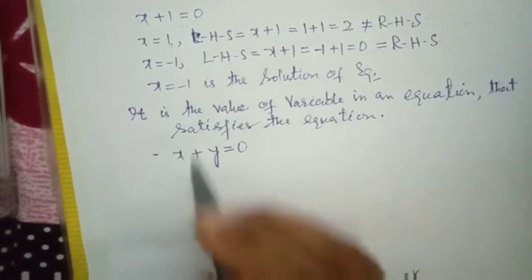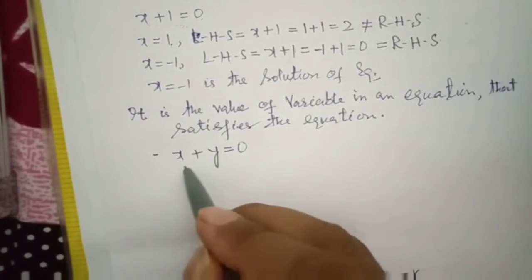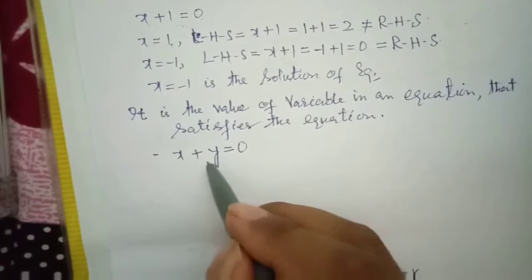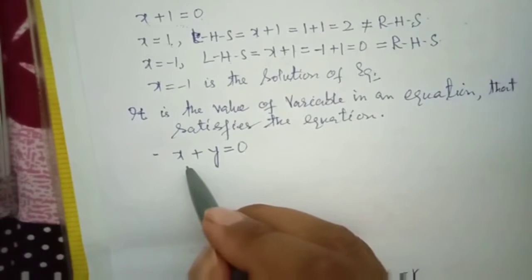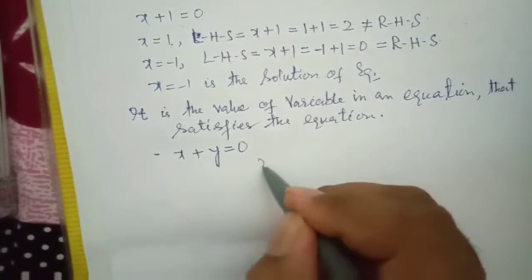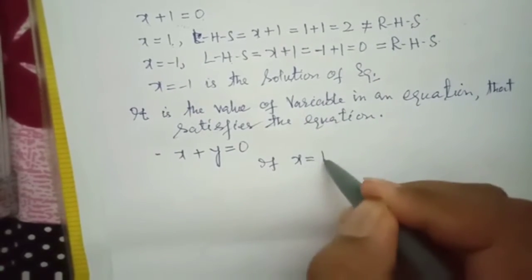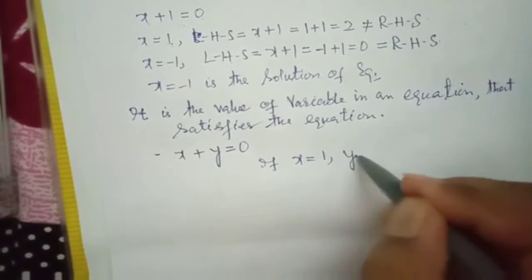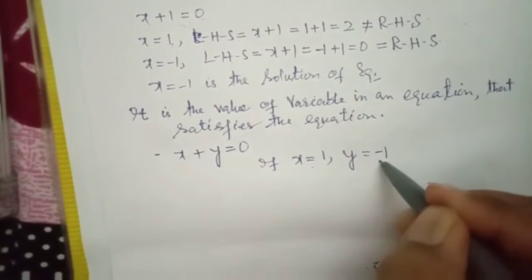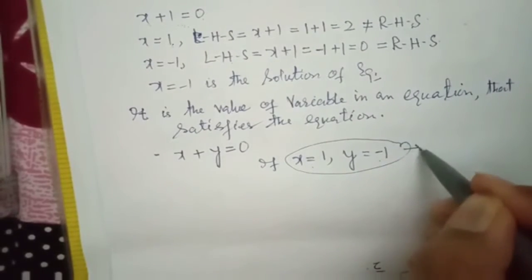Here the solution will be the values of the variables, because there are two variables. It means that two numbers at the same time will be the solution. If x is equal to 1, at that time y will be equal to minus 1. So x is equal to 1, y is equal to minus 1 is the solution of the equation.